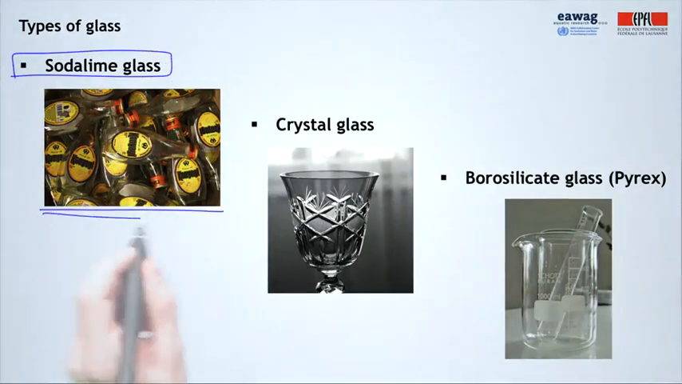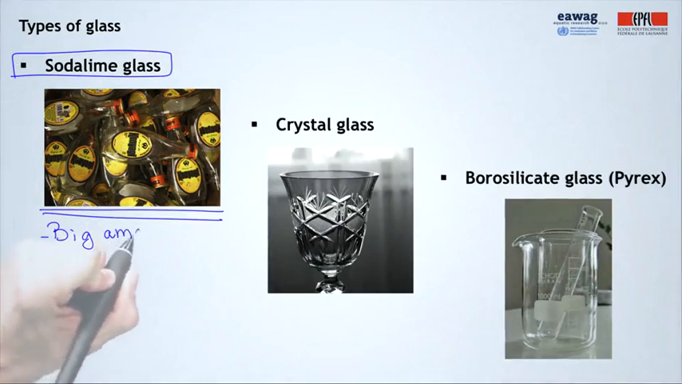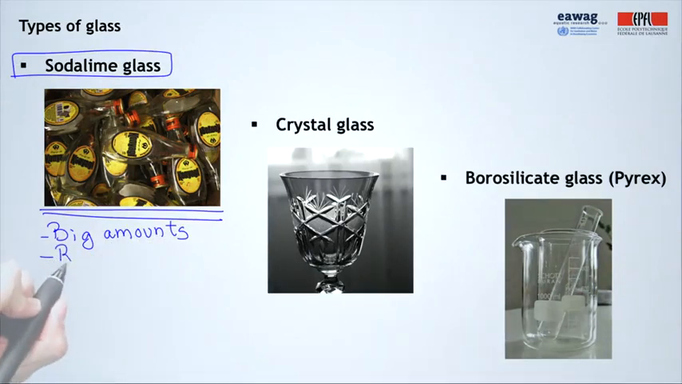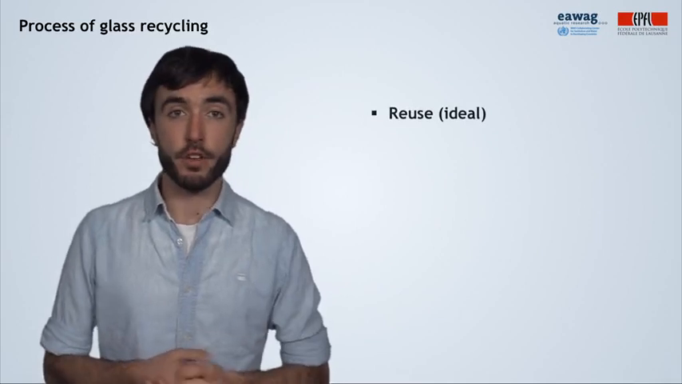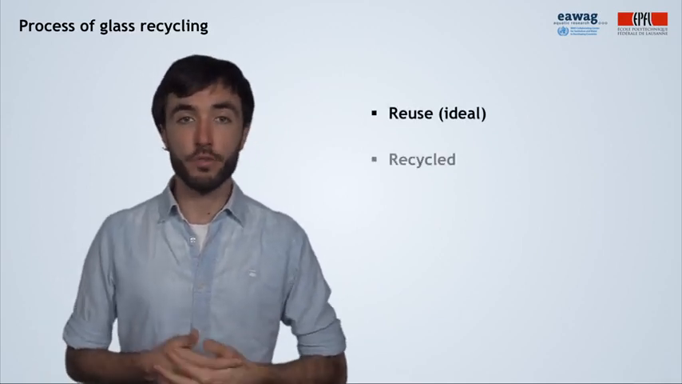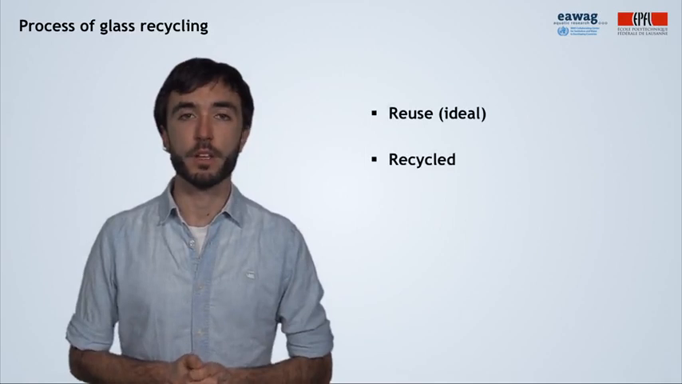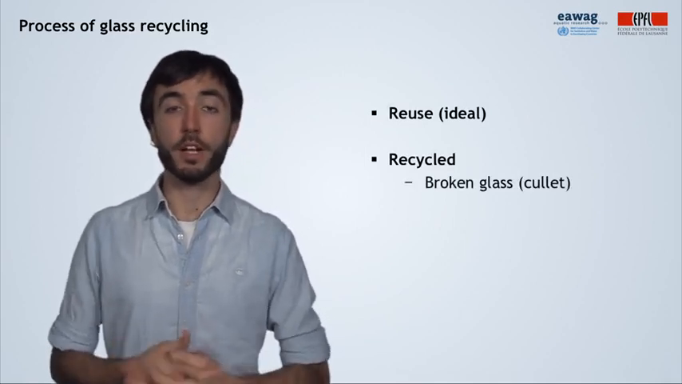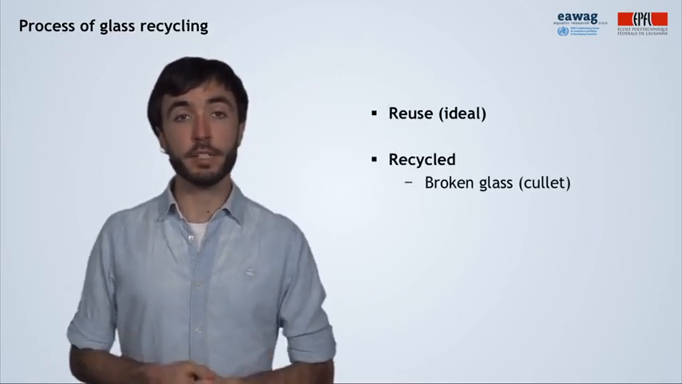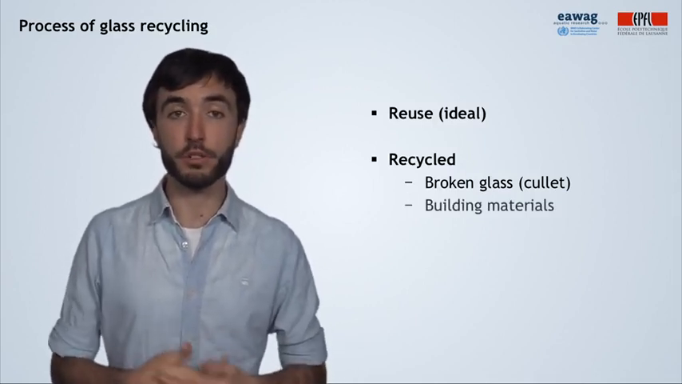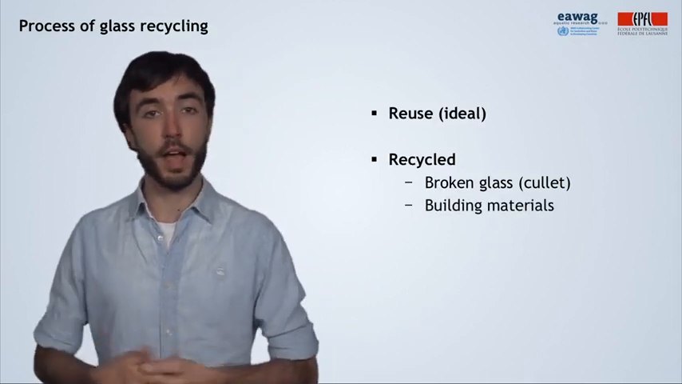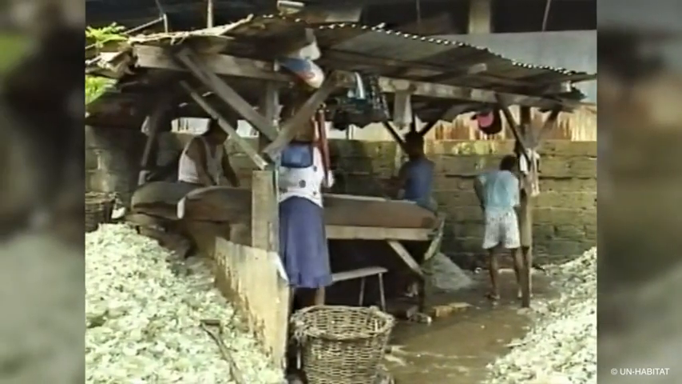Only soda lime glass matters in waste due to its big amounts, and it is the only one that can be recycled by remelting. Should not be, of course, mixed with the other two glass fractions. Glass can either be reused, which would be ideal, or recycled in two different ways. Glass can be broken, and then this broken glass is called cullet, and it is remelted and used for the production of new bottles. But glass can also be used as substitute of other building materials, such as gravel and fillers. Let's have a closer look to a glass recycling plant in Manila, Philippines.